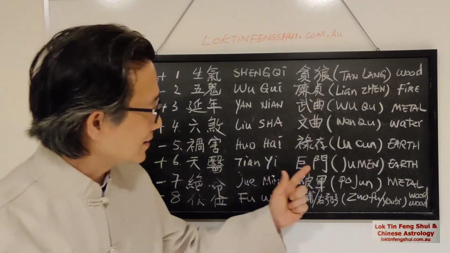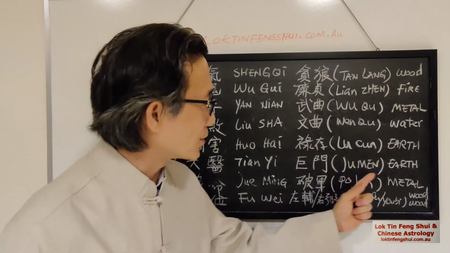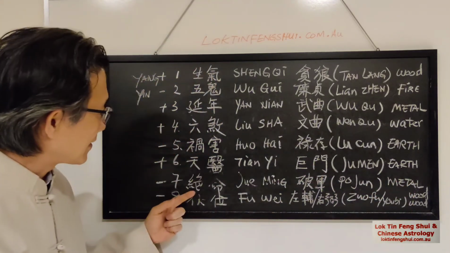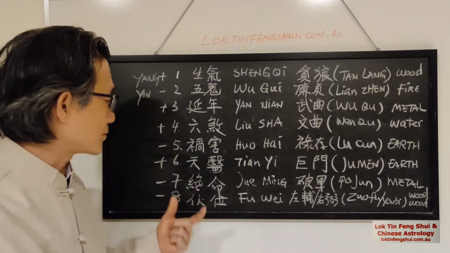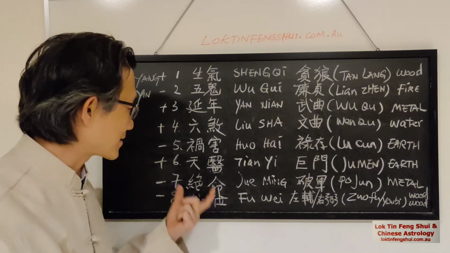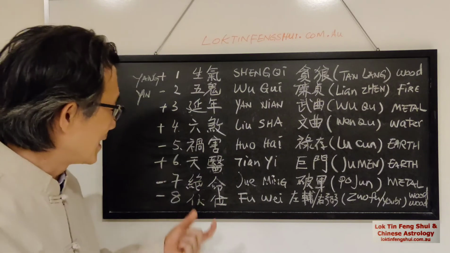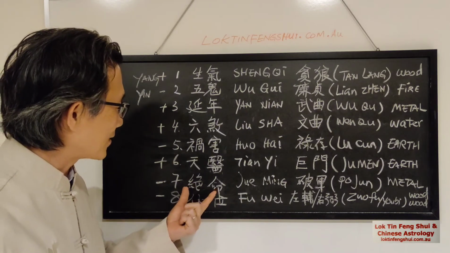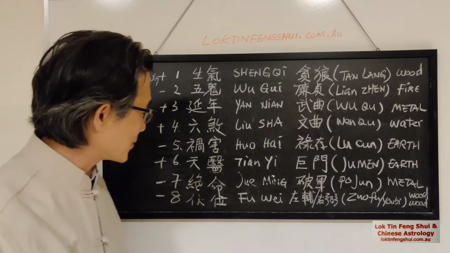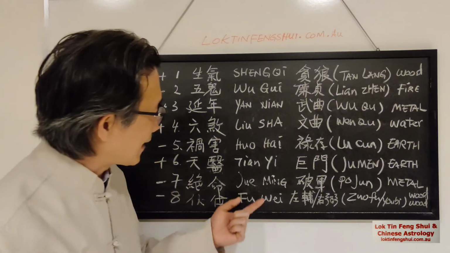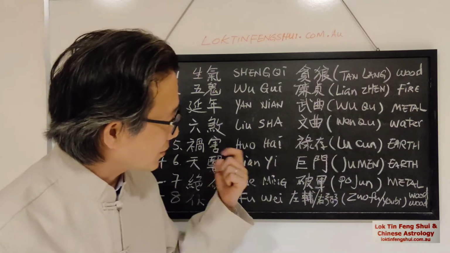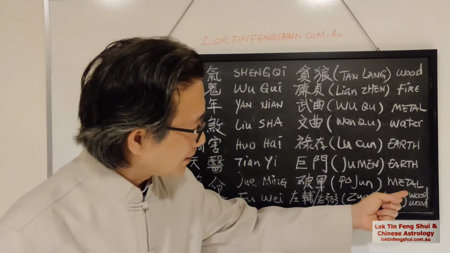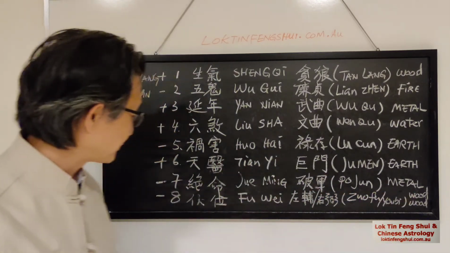So Tian Yi is Jumen Gui Mun, and it's earth element. Then there is Ju Ming. Ju means extend, and Ming is your life, so extend your life, of course no good. That will not have good fertility for sure. Health is no good. And Ju Ming is Po Guan, Po Guan Xing, and it's metal element.